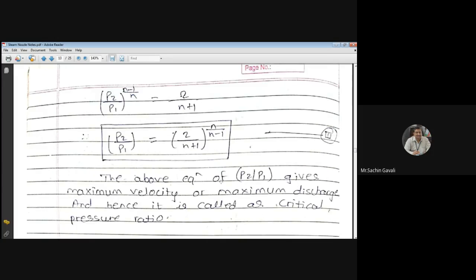Okay. Now I think we completed up to this. P2 upon P1 is equal to P2 upon P1 raised to 1 upon n, or P2 upon P1 raised to 1 minus n upon n is equal to n plus 1 divided by 2. And therefore, P2 upon P1 raised to n minus 1 upon n is equal to 2 upon n plus 1. And therefore, P2 upon P1 is equal to 2 upon n plus 1 raised to n upon n minus 1.